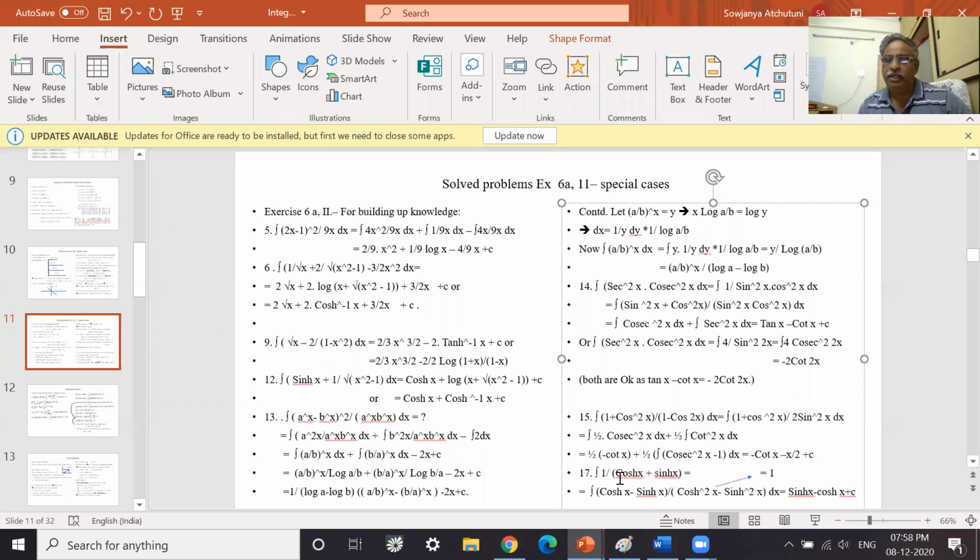Integration of 1 by cos hx plus sin hx. So I multiply by cos hx minus sin hx. So cos squared hx minus sin squared hx is 1. So this is cos hx minus sin hx integrated, giving sin hx minus cos hx plus c. See, the integration of cos hx is sin hx, and the integration of sin hx is cos hx. There is no minus here, because the integration of sin theta is minus cos theta, but for sin hx it is cos hx. We have seen earlier that cos squared hx minus sin squared hx is 1.